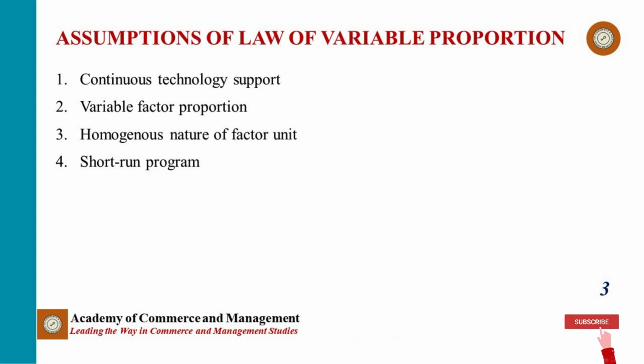Third, the law of variable proportion assumes that the units are homogeneous in nature. According to the law, the units produced are assumed to be equal. The quality, quantity, and price of the units are the same. And last assumption is that the law of variable proportion applies to systems that operate in the short term.